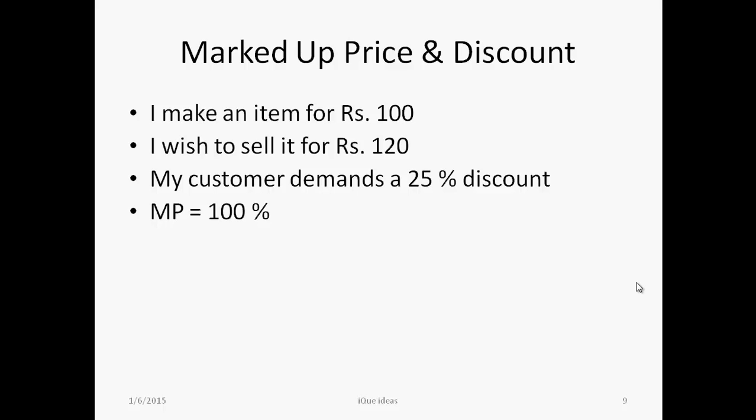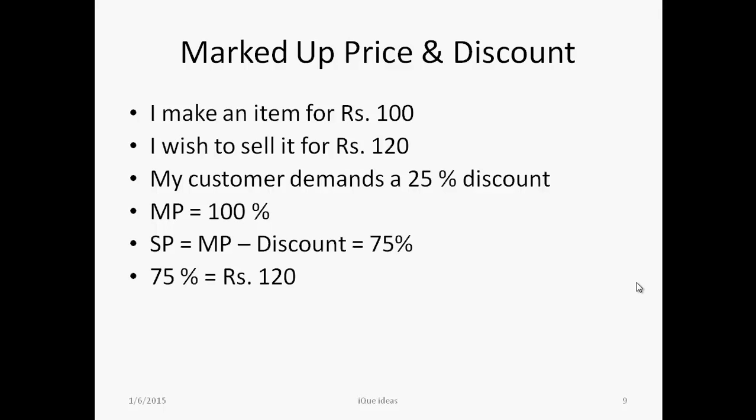Now remember, here the marked up price is supposed to be taken as 100%. Now, the discount is what I offer on my marked price. So after subtracting my discount from the marked price, I get my sale price. So my sale price is nothing but my marked price of 100% minus the discount of 25%, which is 75%. And I already know that I wish to sell it for rupees 120. So if 75% is rupees 120, then 100% is what? And simple cross multiplication will give me the answer that if 75% is rupees 120, then 100% is rupees 160.